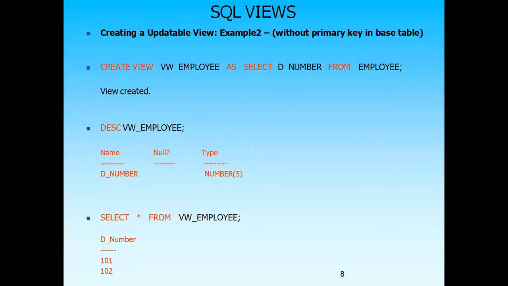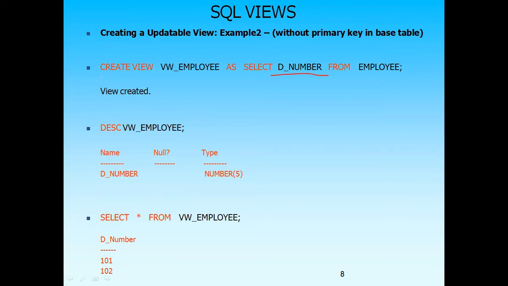Now we'll see another example of the view. As we discussed in the previous case, we took the primary key as a field in the view. Whenever we take the primary key or all the attributes that have the not null constraint, there is no problem. But if, while creating the view, you skip the primary key of the base table, there will be a problem. What problem will be there, we will discuss here.